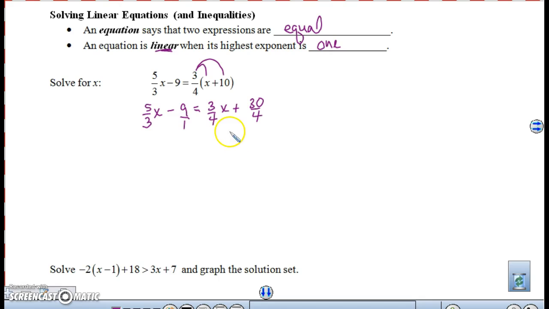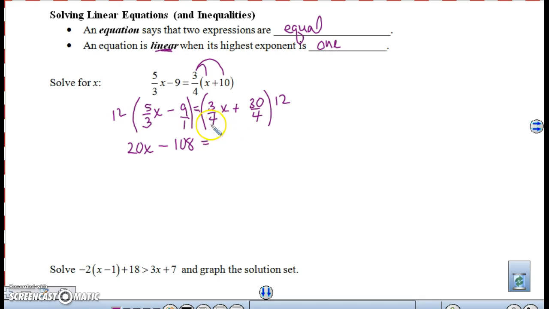Well, it's 12. So if we take each expression, I'll put this one here, multiply this side by 12, and also multiply this side by 12. Look what happens. 12 times 5/3 x, the 3 cancels the 12, multiply what's left, you get 20x. Don't believe me? Put it in the calculator and see. All right, now the 1 doesn't cancel the 12, but 12 times -9 is minus 108.